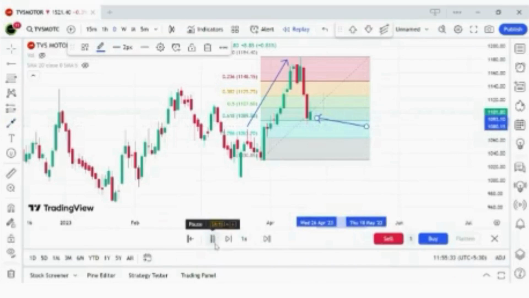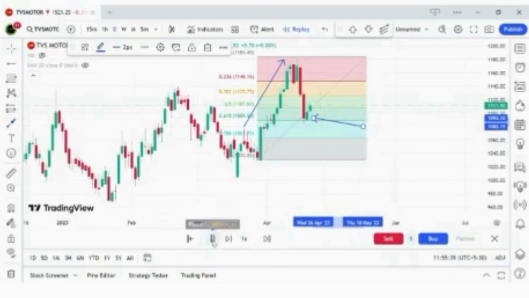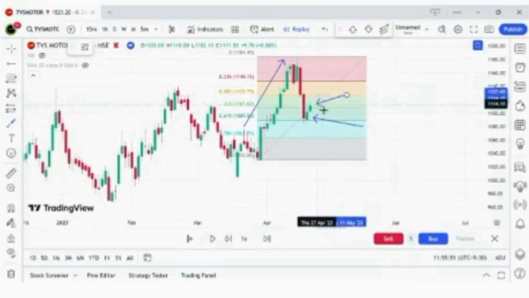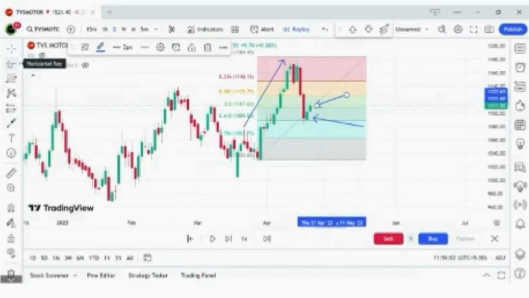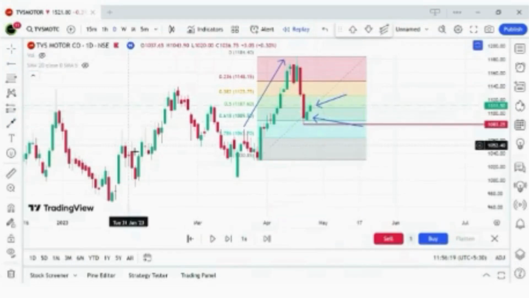And we will take a long entry on the next candle, which is the confirmation candle. So we simply buy at the closing of this candle and our stop loss will be below the swing low. So in case we go wrong, we will exit with a minimum loss.